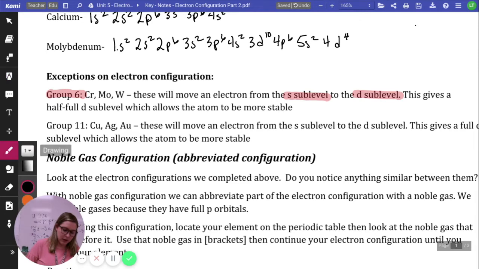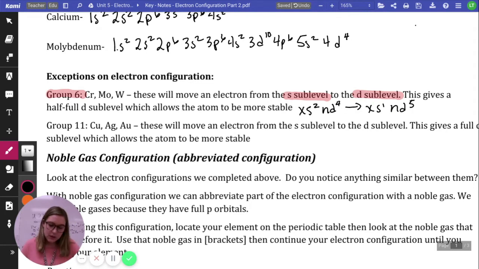So what's going to happen in our configuration? What it would normally look like is whatever energy level we're on, I'm just going to put X, S2, and then D4. But one of those S sublevel electrons is going to move to the D sublevel. So our electron configuration becomes whatever energy level we're on, just representing it with an X, S1, and then D5. And again, N is just representing whatever sublevel we're on, or energy level. So this gives it a more stable half full sublevel.